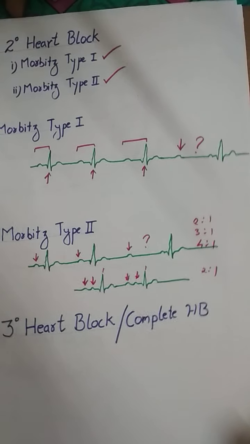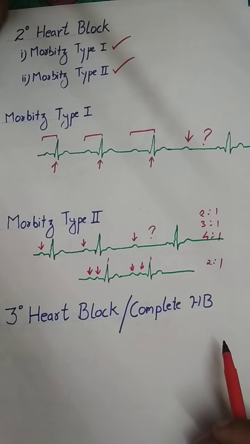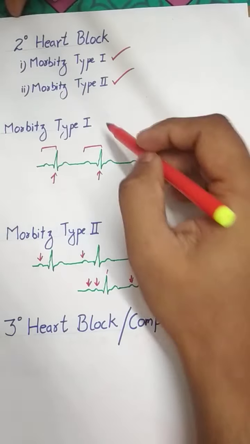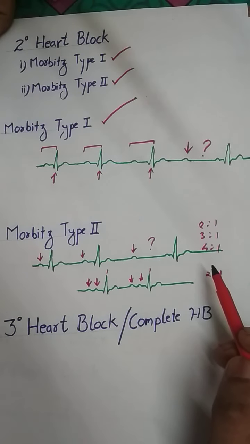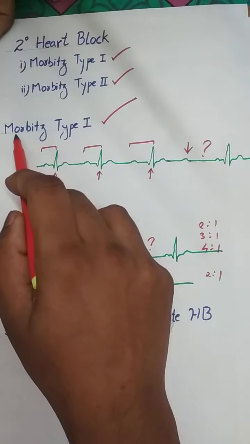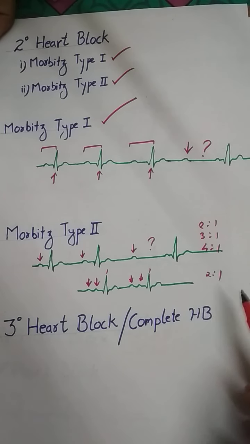So what is the clinical significance of this second degree heart block? First degree is considered to be trivial, but second degree, among the second degree, Mobitz type 1 is considered to be a benign condition, usually transient, and they usually go away by themselves.